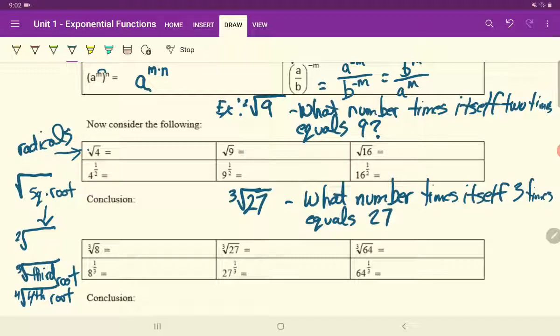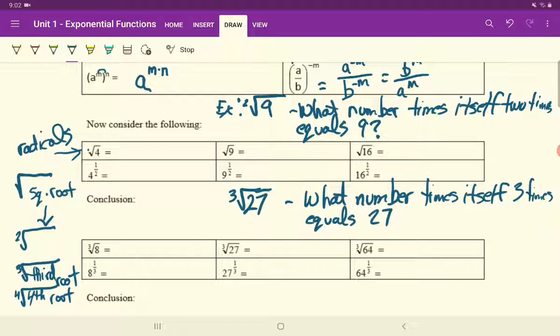All right, that's the question you're asking yourself. So let's fill in this box here, and I'm going to ask you to use your calculators, because I'm going to prove to you that the square root of 4 and 4 to the power of 1/2 mean the exact same thing. You're going to get the same answer.